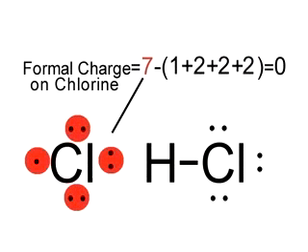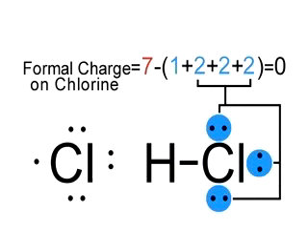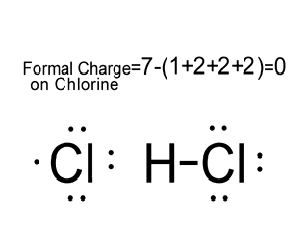The free chlorine atom has 7 valence shell electrons. The formal charge on chlorine in HCl is also calculated to be 0. Notice that the formal charge on both atoms in HCl is 0. Remember that the formal charge is not an estimate of the actual charge on the atoms. We know that in HCl, the chlorine bears a partial negative charge because it is more electronegative than hydrogen.